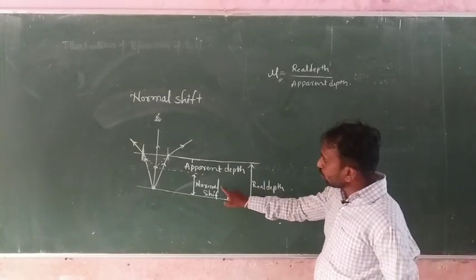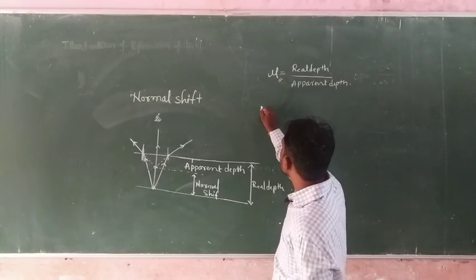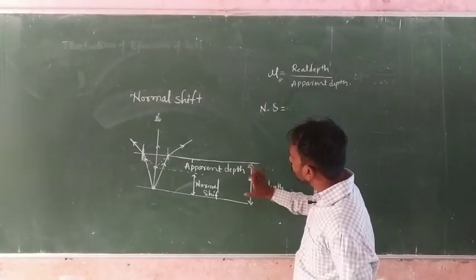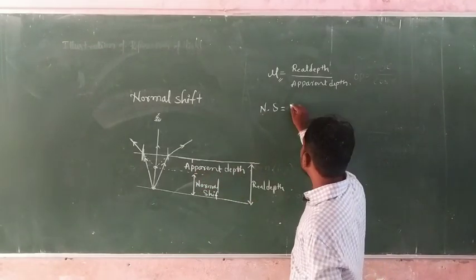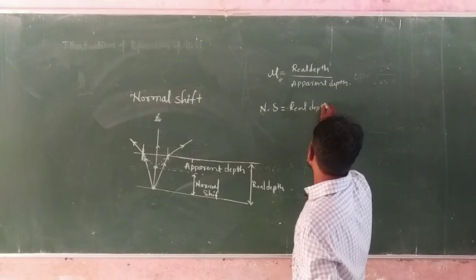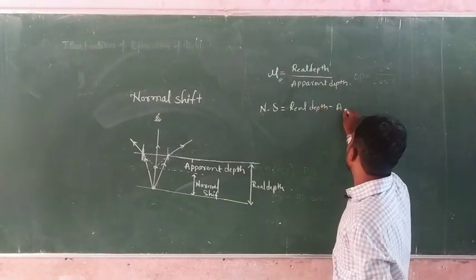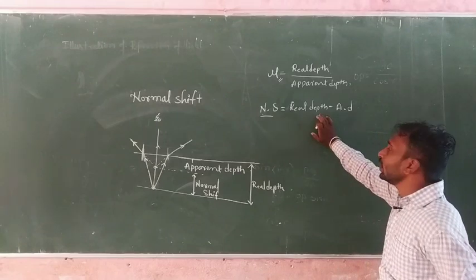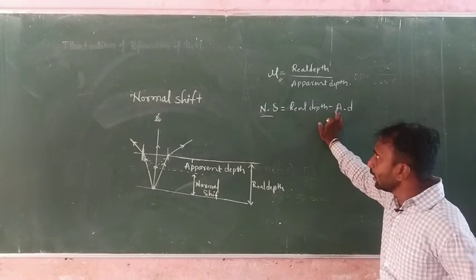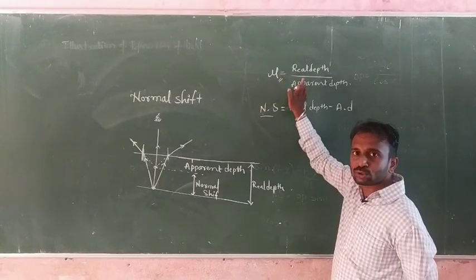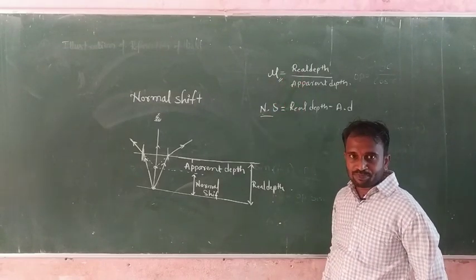Okay, so here we want to calculate the normal shift. The normal shift is equal to real depth minus apparent depth. And the refractive index is nothing but the ratio of the real depth to the apparent depth.